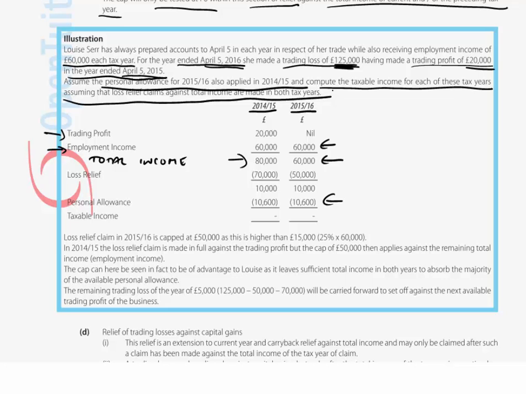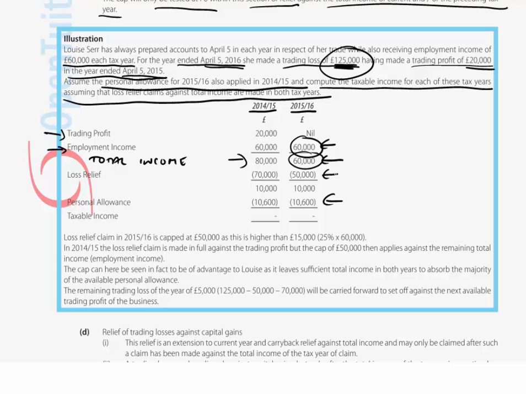Now we will have a loss, of course, of 125,000. Let's see how then it would be applied. If we make the claim in the current year, your total income there is £60,000. It's all made up of non-trading income. It is employment income, 60,000. So here the cap applies. 50,000 is your maximum claim.